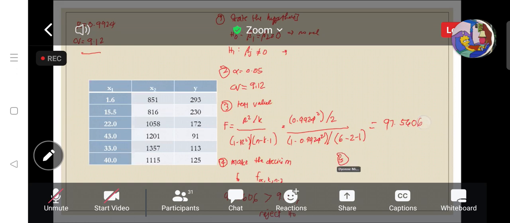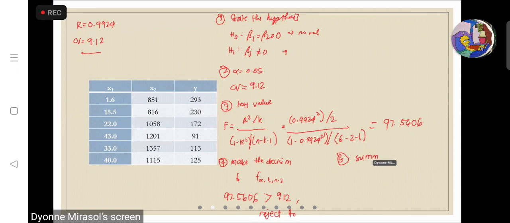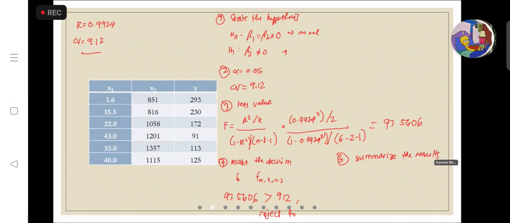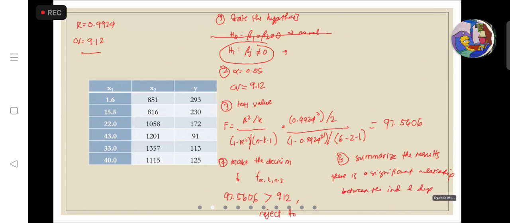Lastly, we will summarize the results. So we will be rejecting our null hypothesis. So there is a significant relationship between the independent and dependent variables.